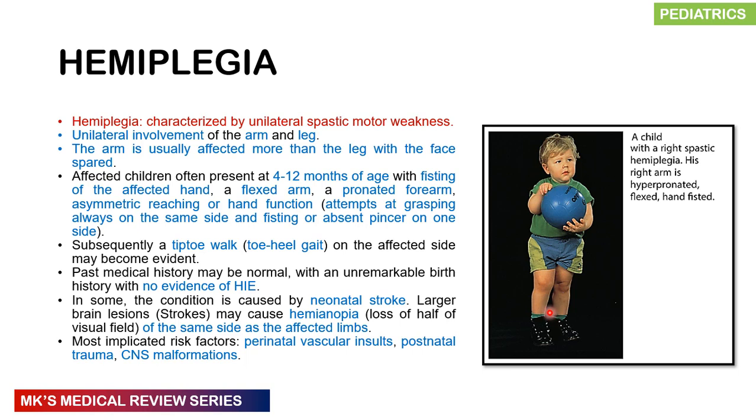And then on this toe here, they may have a tiptoe walk, which is a toe-heel gait on the affected side. And in the past medical history, it may actually be quite normal and unremarkable. Usually these ones do not even have evidence of hypoxic ischemic encephalopathy, though in some cases they may have had neonatal stroke. And then sometimes larger brain lesions like strokes may cause hemianopsia, which is loss of vision on one half of the visual field on the same affected side as the limbs. Some risk factors that have been involved include perinatal vascular insults, postnatal trauma, as well as CNS malformations.